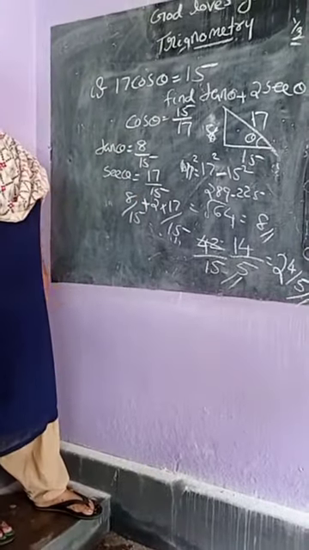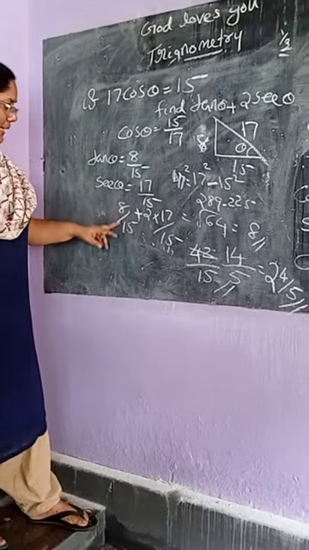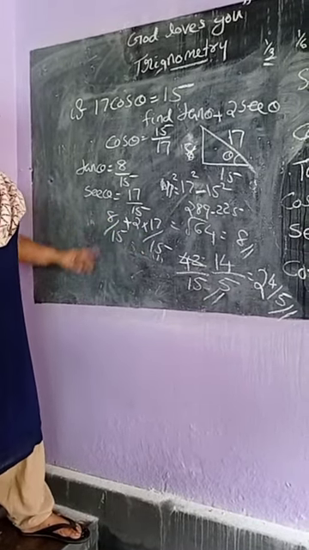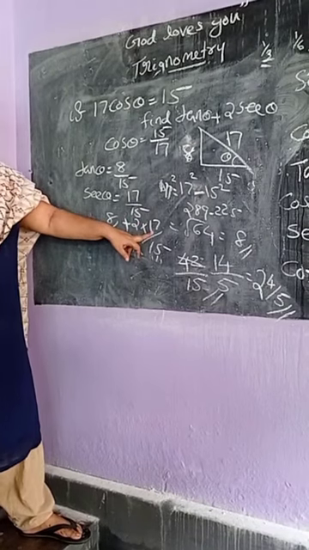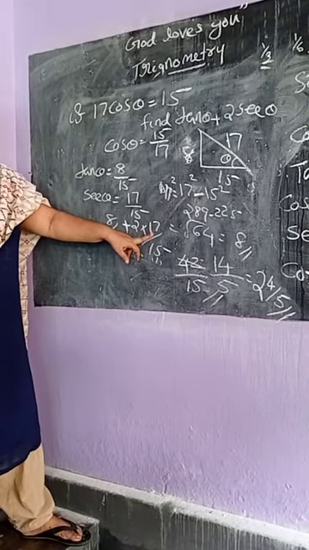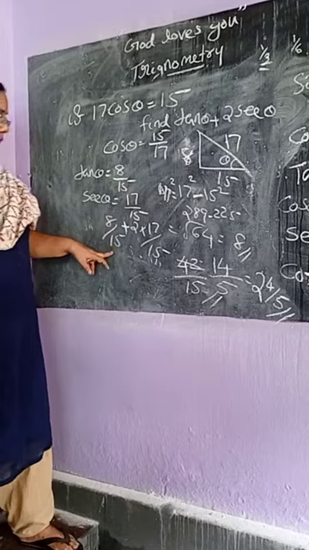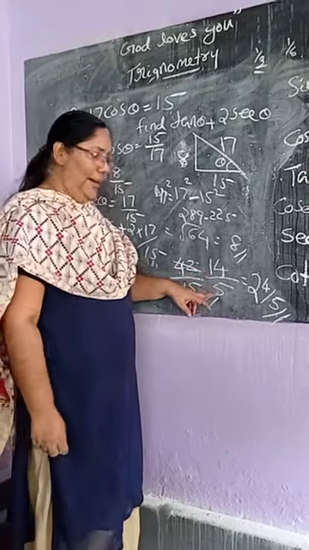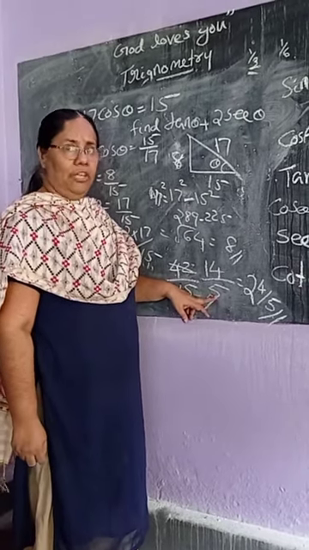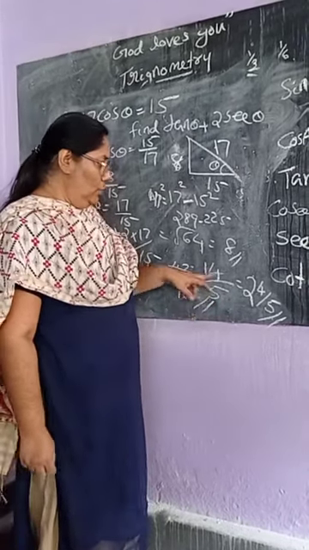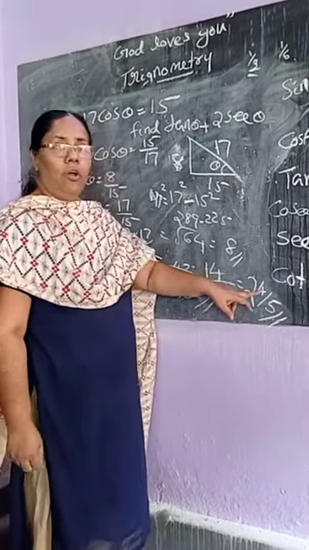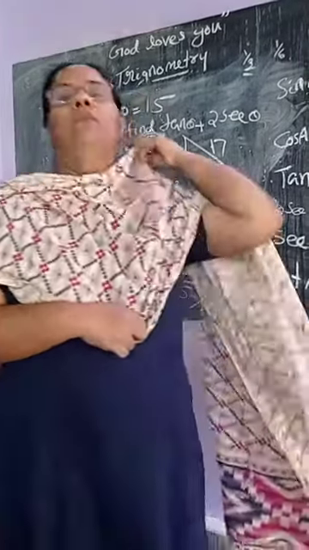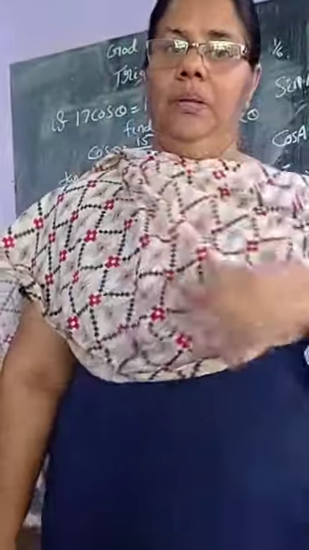Sec theta is 17 by 15. When you substitute, 8 by 15 plus 2 into 17 by 15. 17 2s are 34, plus 8, that is 42 by 15. Cancelling, you will get 14 by 5. Convert into mixed fraction. 5 2s are 10, remaining 4, so 4 by 5. What's the final answer? 2 and 4 by 5. Next question.